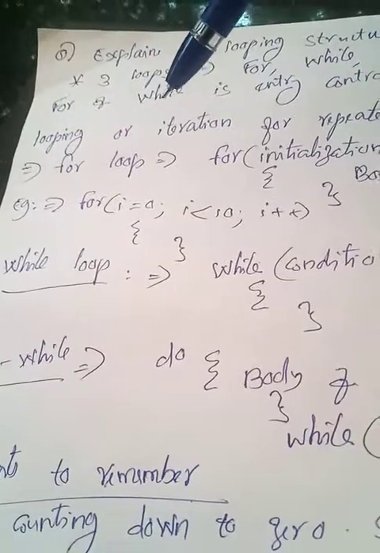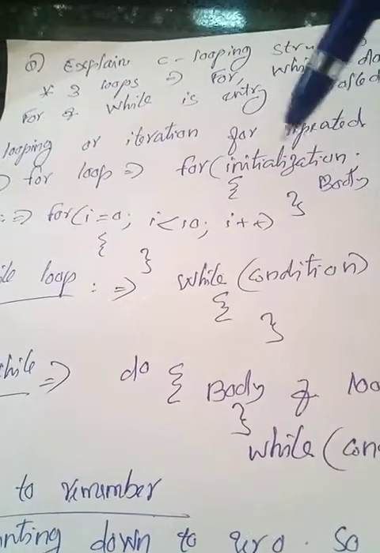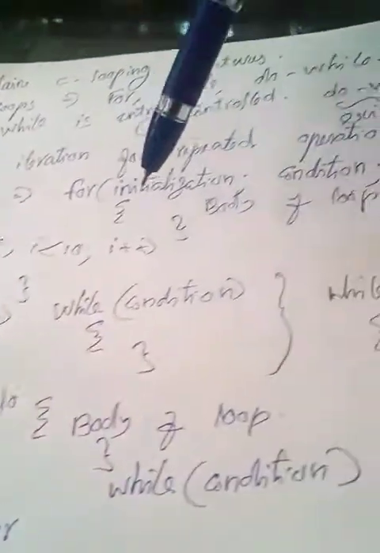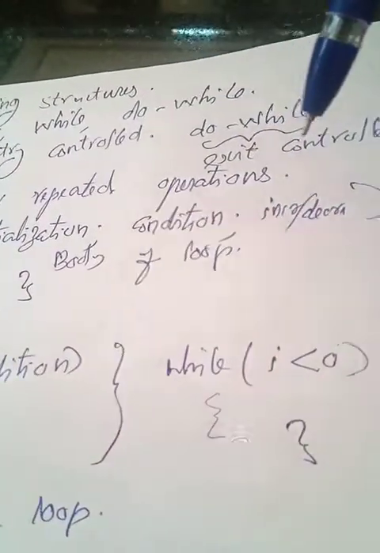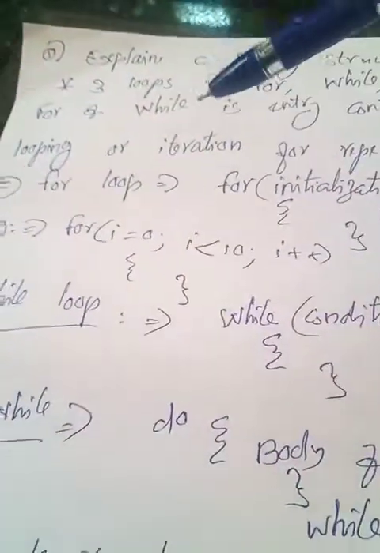Entry controlled loops. Entry controlled loop means while entering into the loop, we are checking whether the condition is true or not. An exit controlled loop means while exiting from the loop, it is checking whether the condition is true or false.